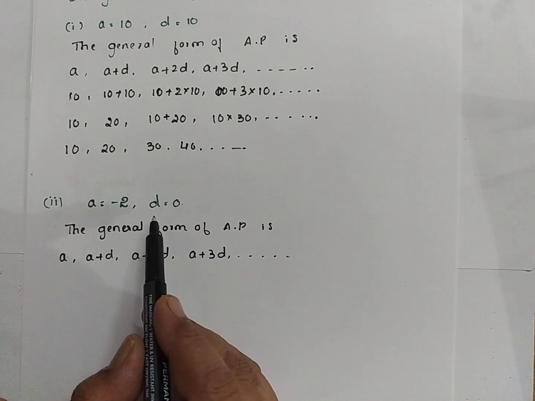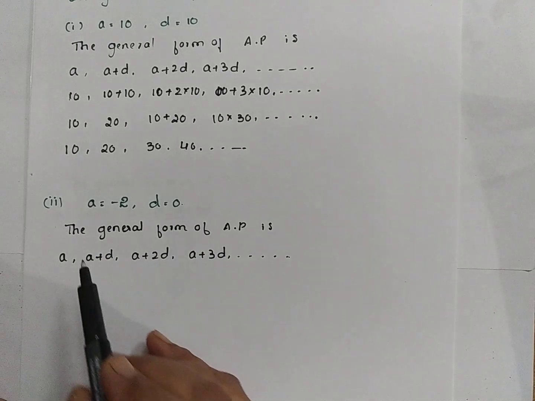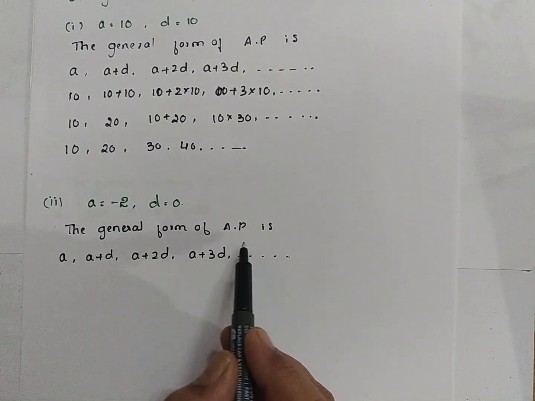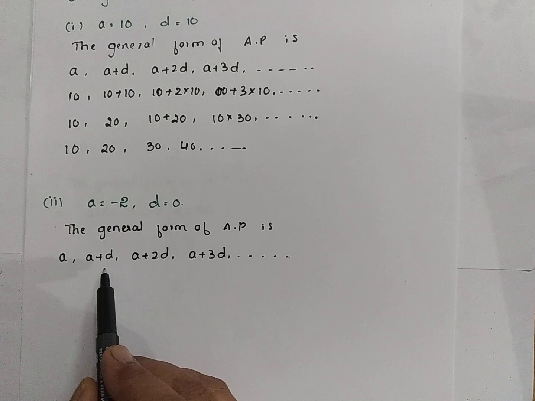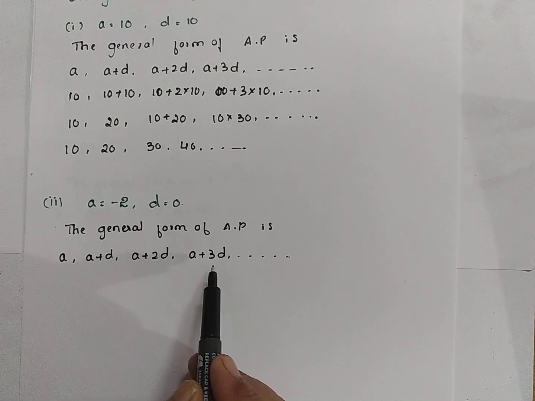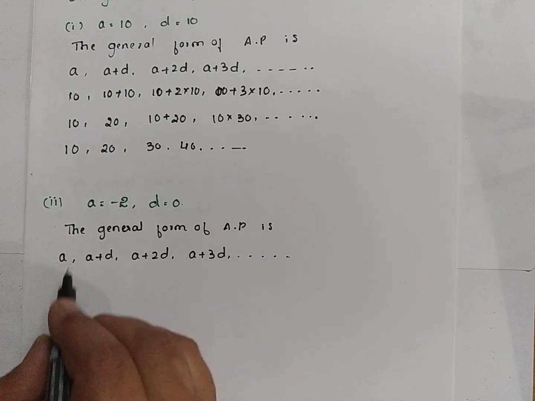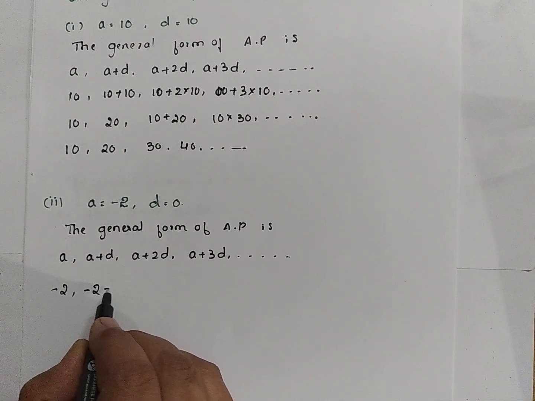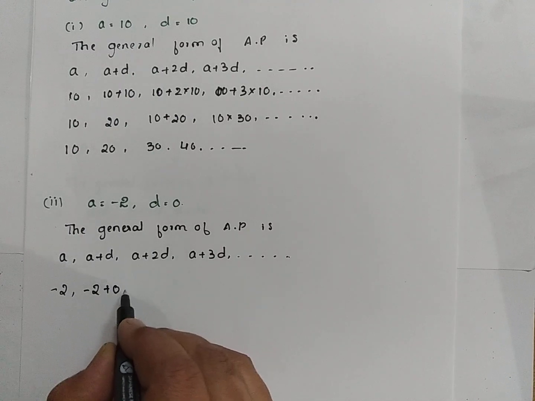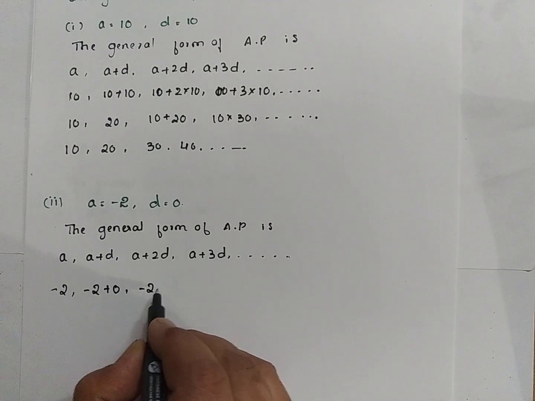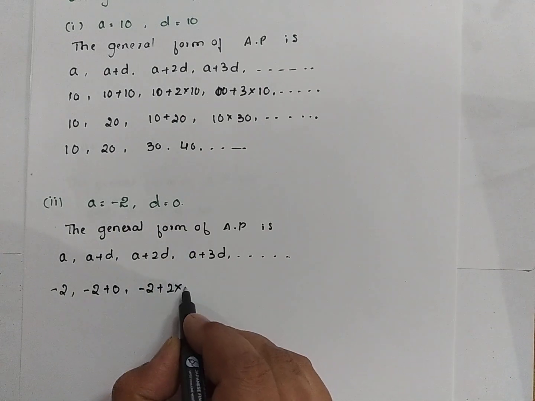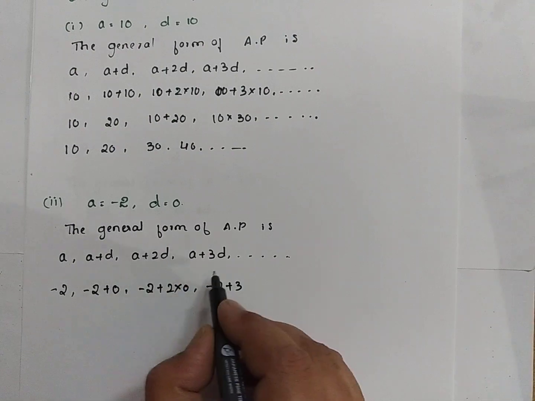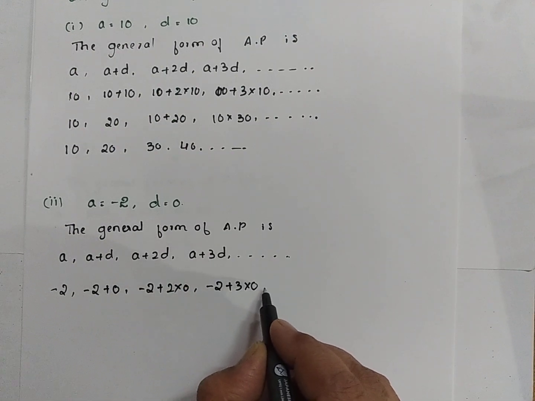A is the first term and D is the common difference, that is 0. So again you have to write, in every problem you have to write the general form of the arithmetic progression, that is A, A plus D, A plus 2D, A plus 3D. Then I will write A is minus 2, then A plus D, that is minus 2 plus D is 0. Then A is again minus 2 plus 2 into D is 0. Then A again minus 2 plus 3D, 3D means 3 into 0.